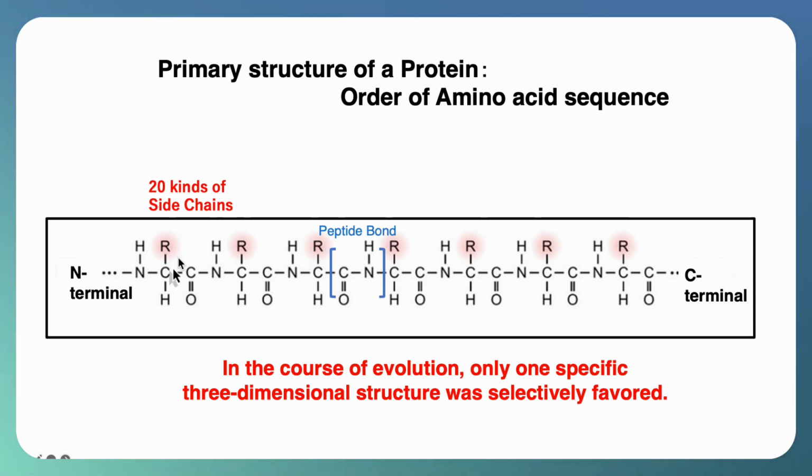A peptide is a polymer where each amino acid is connected by a peptide bond, and peptides have an N-terminus and a C-terminus. The R group of each amino acid is called the side chain. For the amino acids used by life on Earth, these side chains are limited to 20 types.